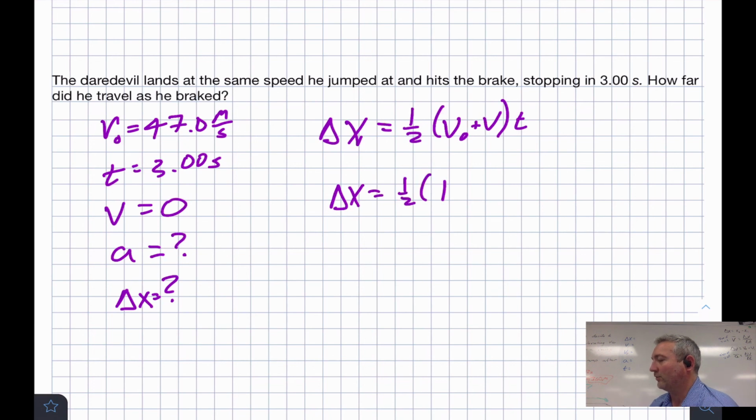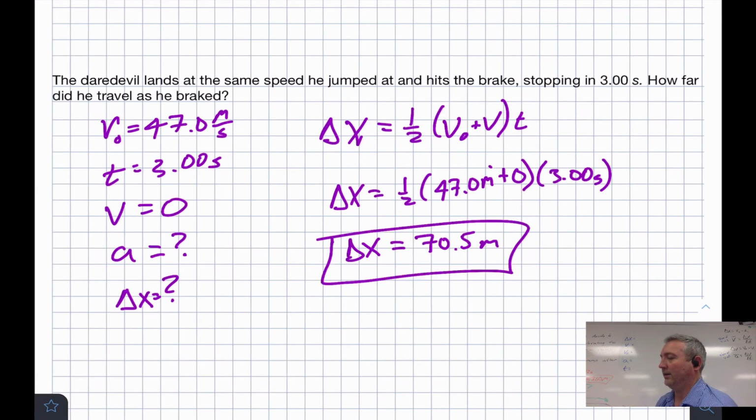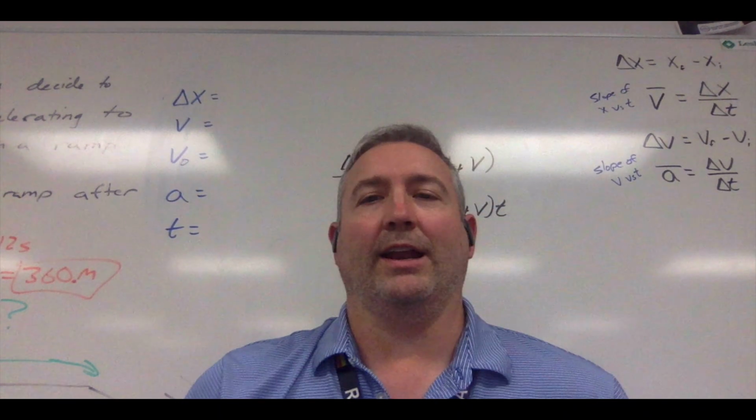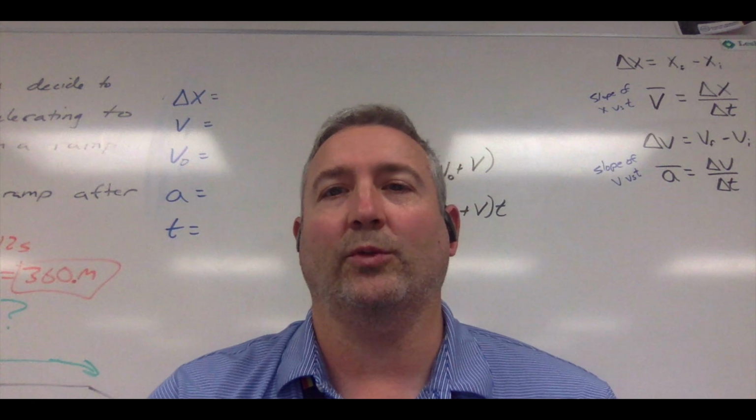Initial velocity is 47 meters per second. Final velocity is 0. Time is 3 seconds. So our displacement is, well, 1/2 of 3 is 1.5 times 47. What's 47 times 1.5? Okay, so he stops in 70.5 meters as he comes to a stop in 3 seconds. So that's an example of how we use these. We'll have more examples, and obviously your homework has some examples as well.